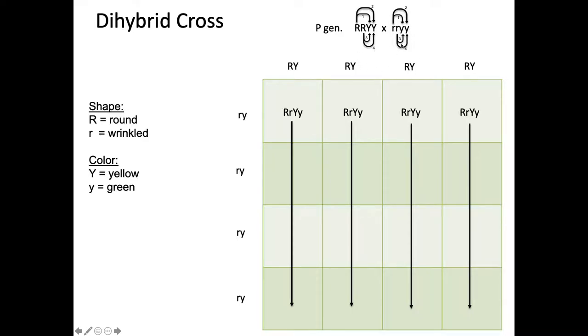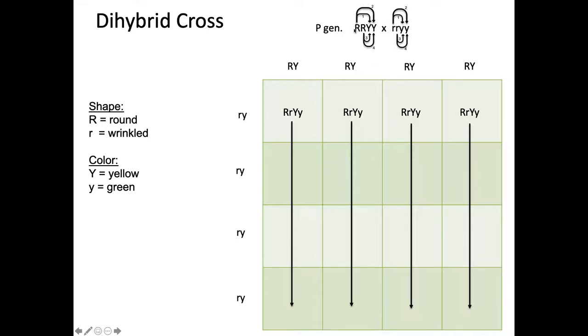What are these arrows trying to tell you? Okay, well, let me show you. So to find the first gamete of this parent, you take this big R with this first Y, which is a big Y. That's the first gamete, big R, big Y. And then the second gamete, you take the same R and pair it with the next Y, which is going to be big R, big Y.